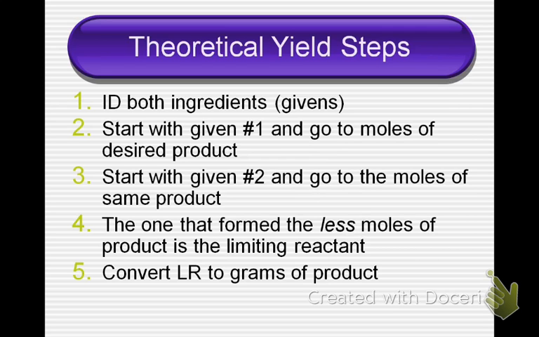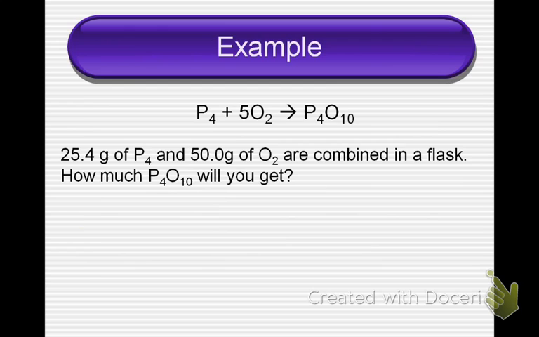And then in step number 5, take whichever one of these 2 numbers is smaller and convert it to grams. So up here we're going grams to moles to moles. In this last step, you're going to take whichever one of those is smaller and bring it all the way to the end, to grams.